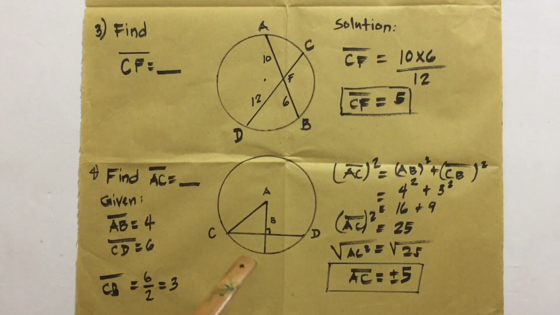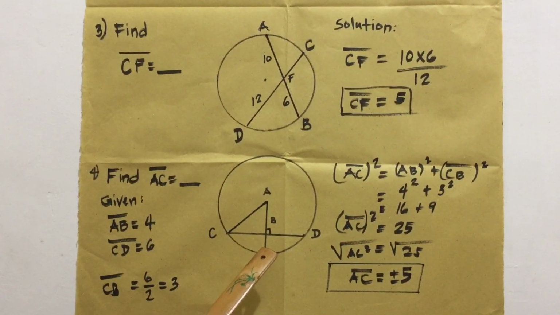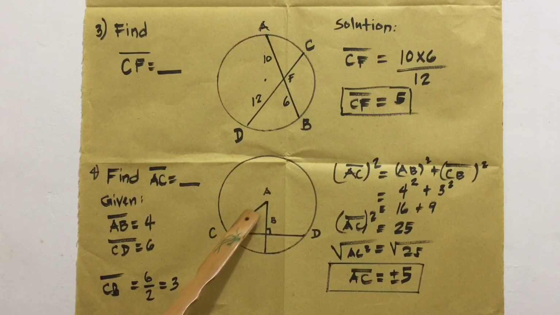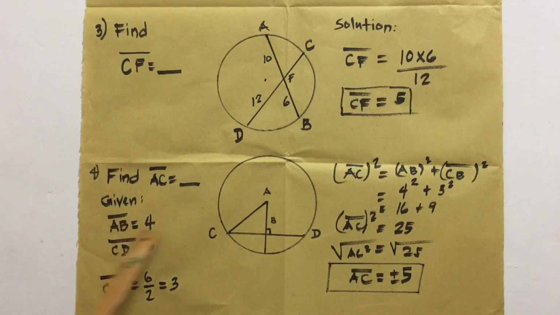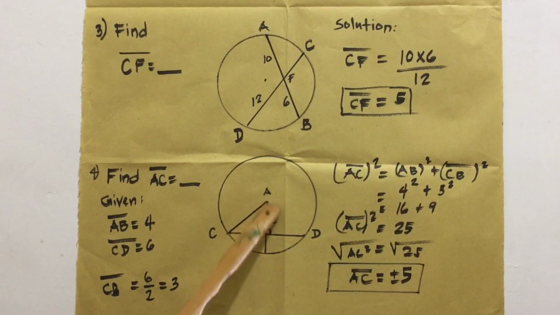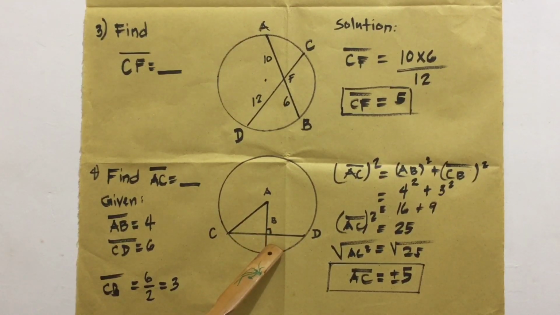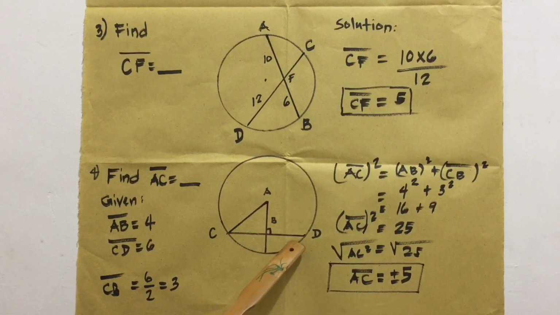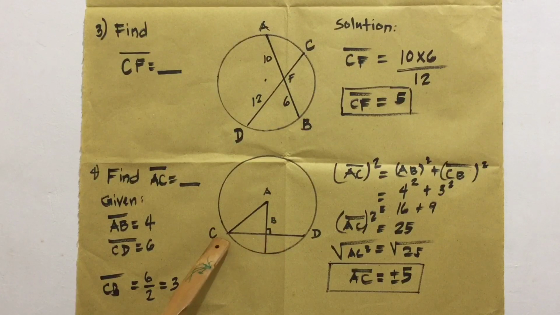Next, number 4: find the segment AC. We're going to locate segment AC here, and this is a triangle, so segment AC is a hypotenuse. We have the given here: AB is 4 and CD is 6. This is perpendicular, and when we say perpendicular, it makes 90 degrees on both sides here. Perpendicular also means the segment is divided into equal parts. That's why to find CB, 6 divided by 2 is equal to 3. So the measurement of CB is 3.